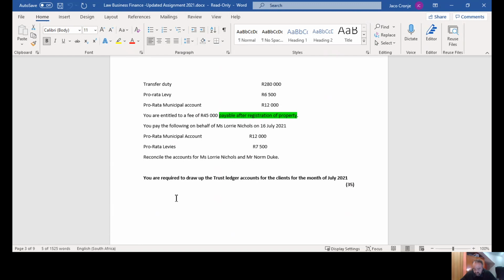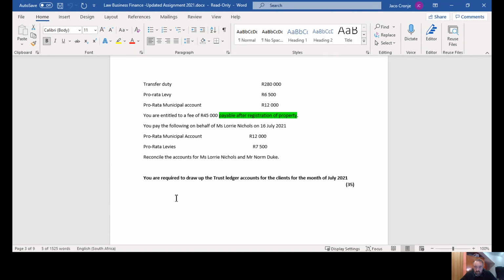You're going to have 5 accounts: Mr. Ray Williams, Mr. Earl Anthony, Mrs. Laurie Nichols, Mr. Norm Duke, and then a section 86 investment account. Okay, those are the 5 accounts where marks will be awarded.